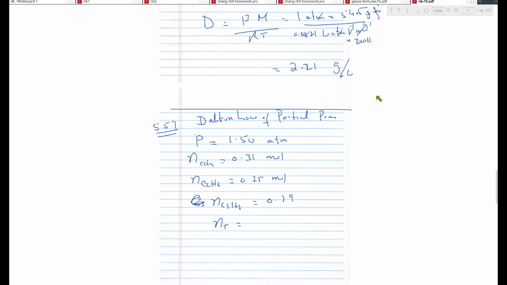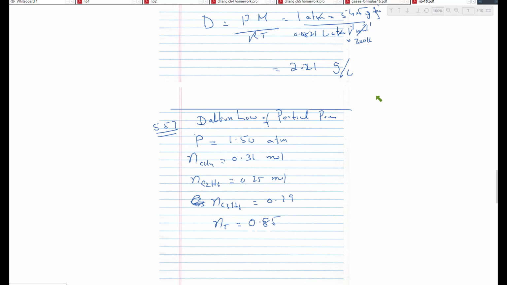I'm getting 2.10. Oh, sorry, I'm wrong. I added the 1.50 also. That's the mistake I made. I have to add only the moles: 0.31 plus 0.25 plus 0.29. How much did you get? 0.85, very good. So 0.85 is the number of total moles.